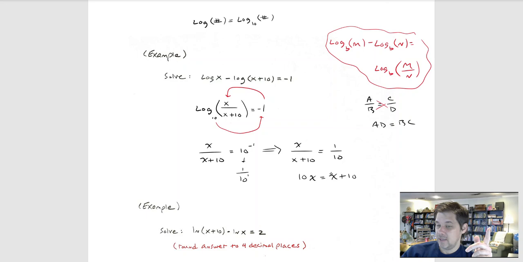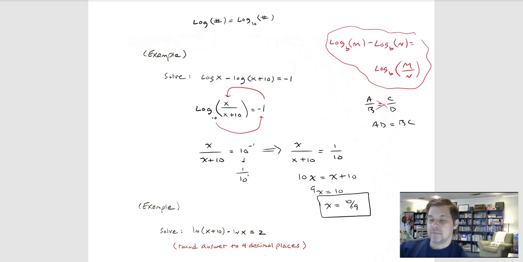I want to solve for the x. I'll subtract x from both sides, and I'll get like this. And then I'll divide both sides by 9, and I'll get 10 divided by 9. Okay. And then that's my answer.